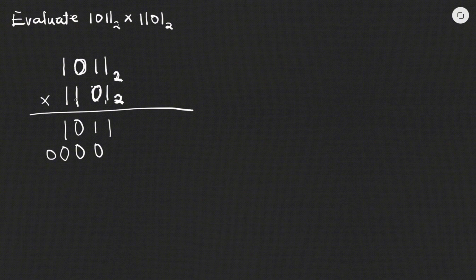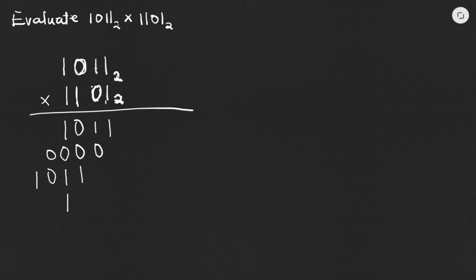So I proceed to the next number, which is the 1 over here. 1 multiplied by 1 will give me 1. So I write it under this exactly. 1 multiplied by 1 will give me 1. 1 multiplied by 0 will give me 0. 1 multiplied by 1 will give me 1. So I come to the last digit over here. So 1 multiplied by 1 will give me 1. So I write it directly under this.